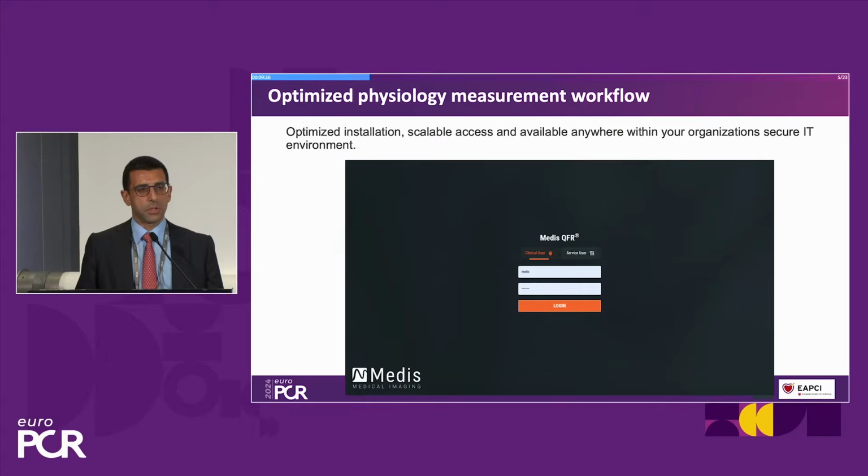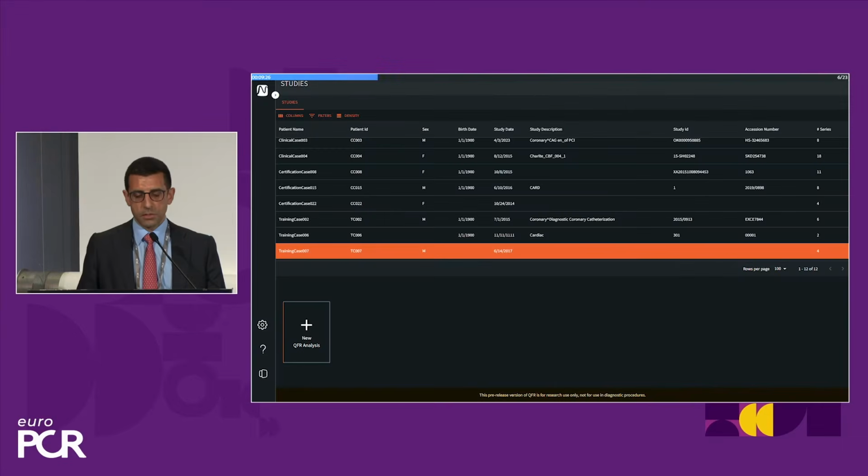And then what is the user face? This is the normal user face for this 3.0. We just need a username and password, and I will go through the different steps. We have all the different patients that are in our cath lab, and then we select the one that we are interested in doing the QFR for.